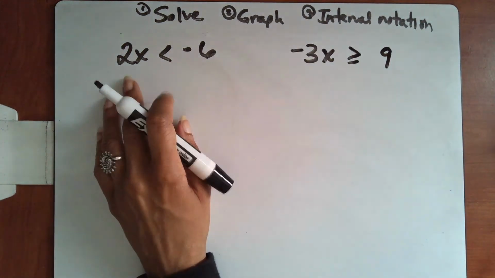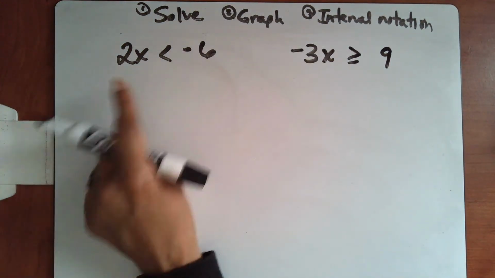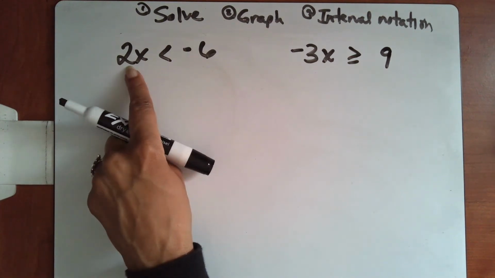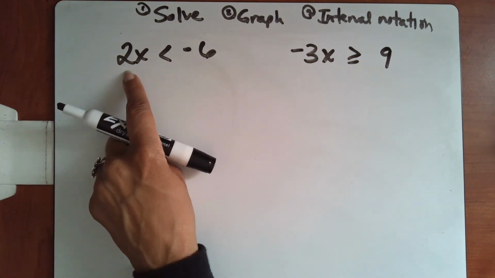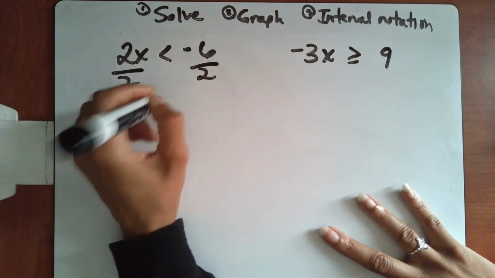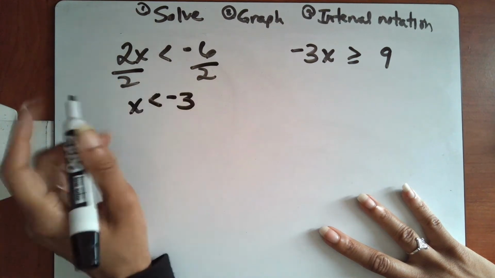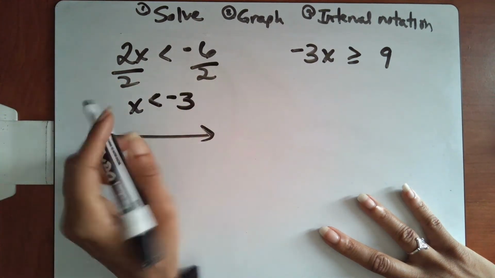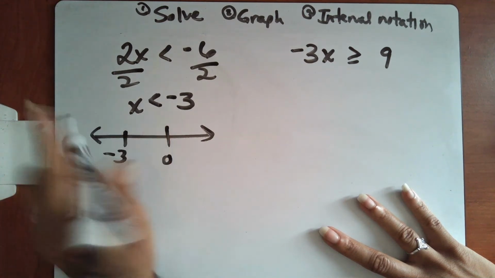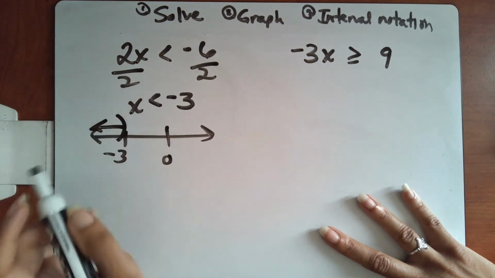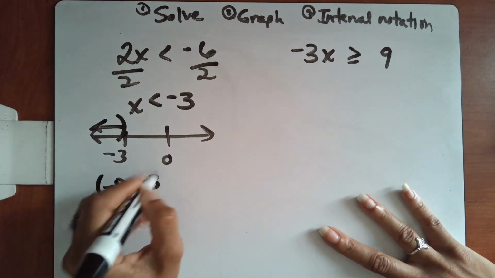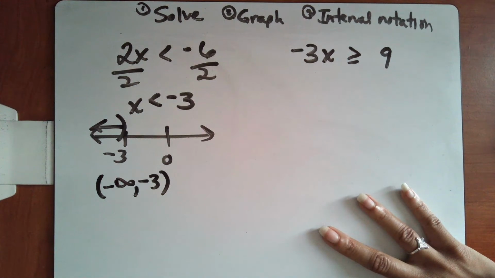All right, so here we have 2x is less than negative 6. So we're trying to solve for x here. So in order for me to isolate x, I would need to move the 2. How would I move the 2? I would divide both sides by 2. So x is less than negative 3. So I graph my solution. So it's a parenthesis, it's less than, so it's going to the left. So the interval notation would be negative infinity to negative 3.